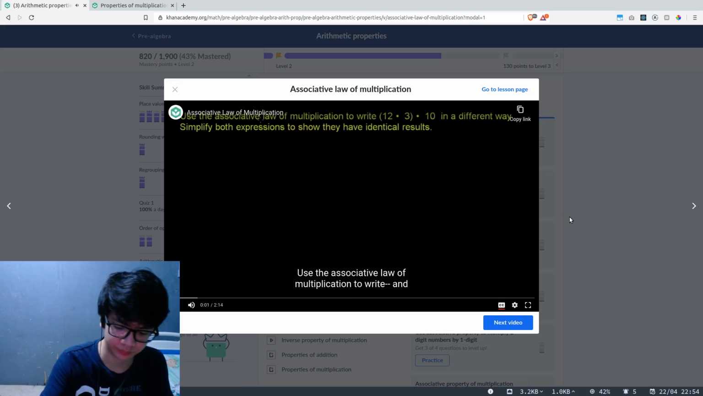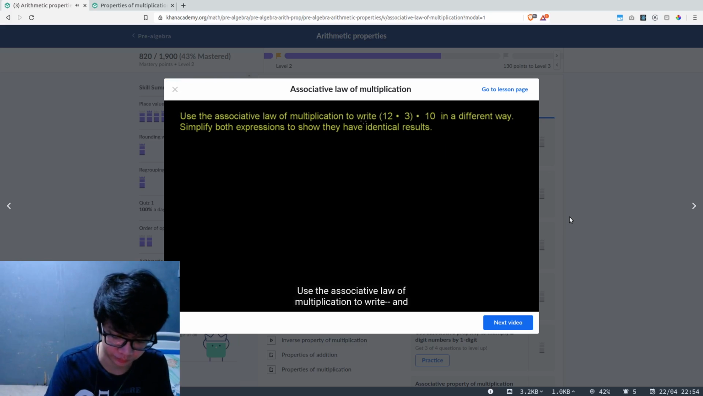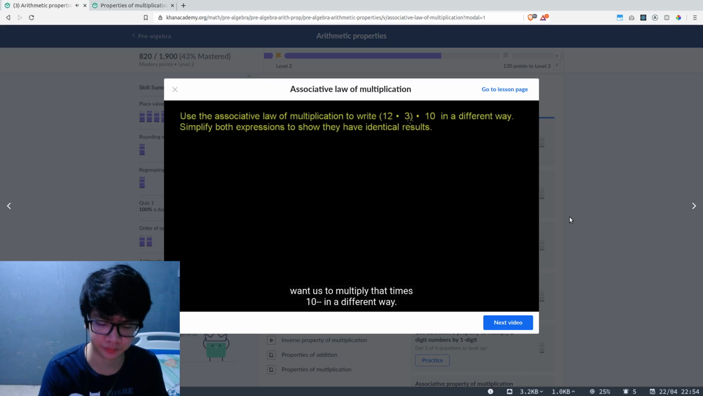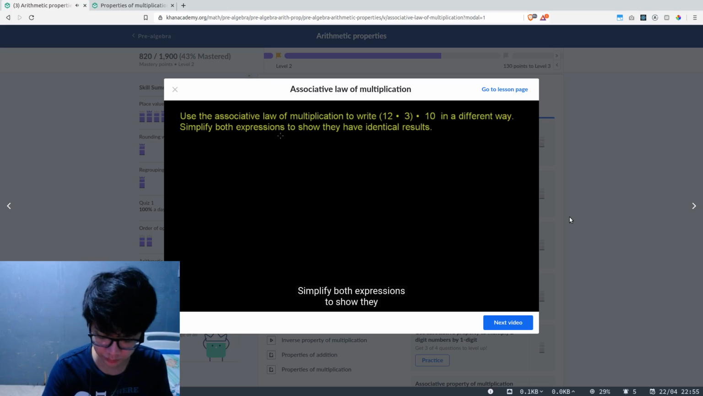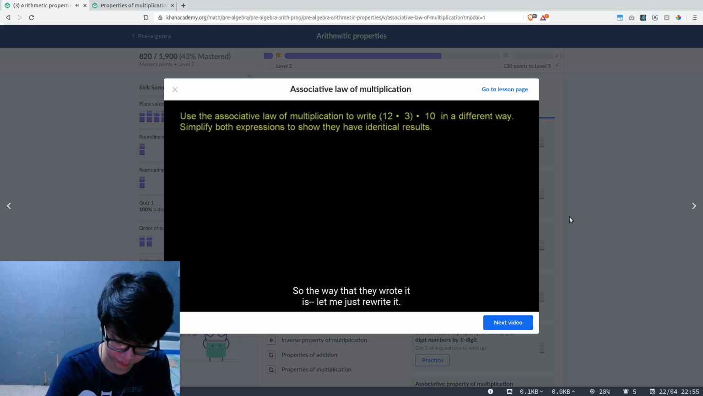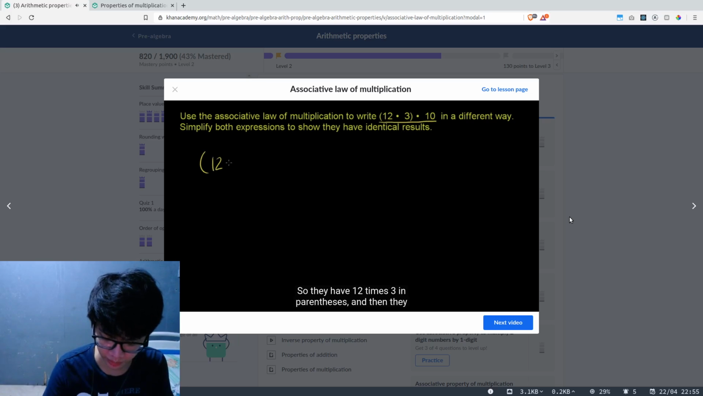Use the Associative Law of Multiplication to write, and here they have 12 times 3 in the parentheses, and then they want us to multiply that times 10 in a different way. Simplify both expressions to show they have identical results. So the way that they wrote it is, let me just rewrite it. So they have 12 times 3 in parentheses, and then they multiply that times 10.